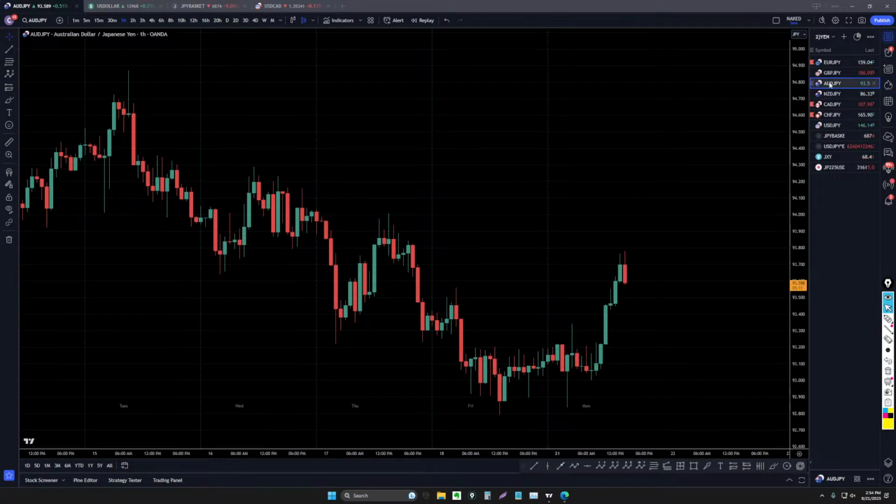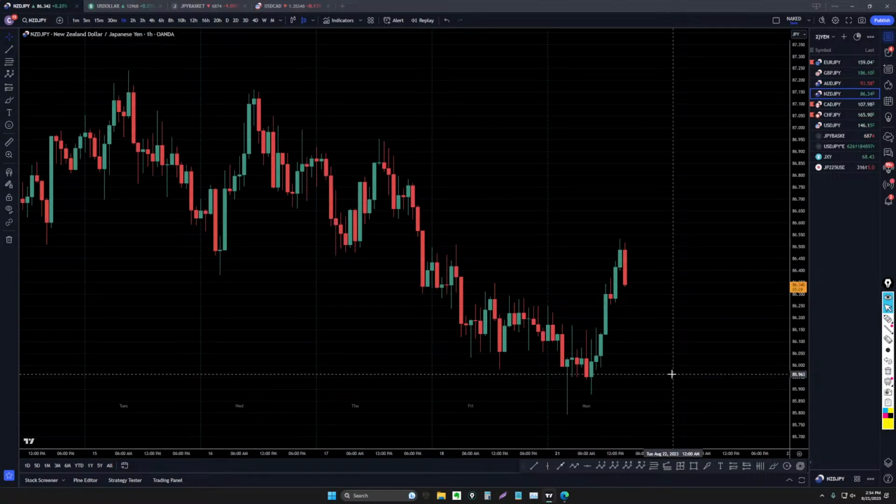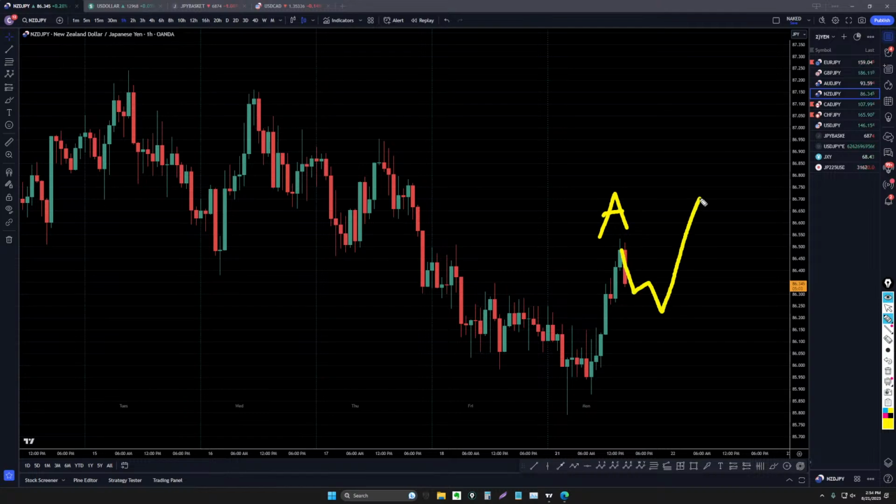Same thing on the Kiwi. Yeah, that doesn't look like the end of anything now. That looks more like a wave A, and this should be a B, and then it should go up again.